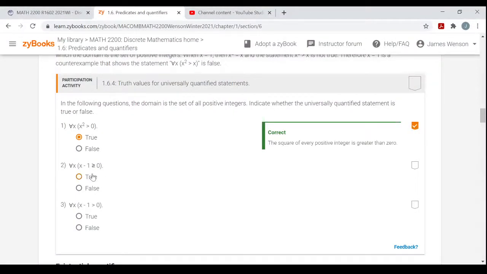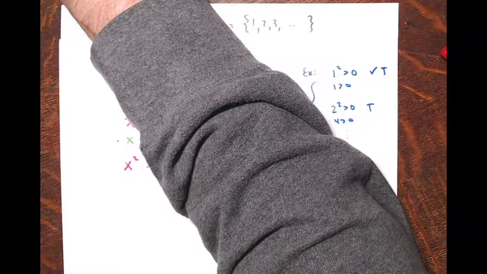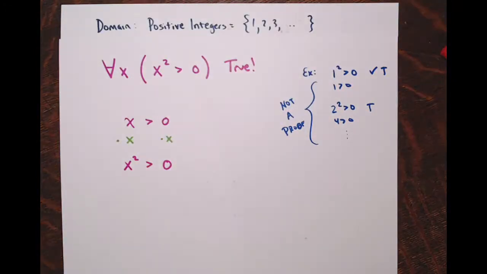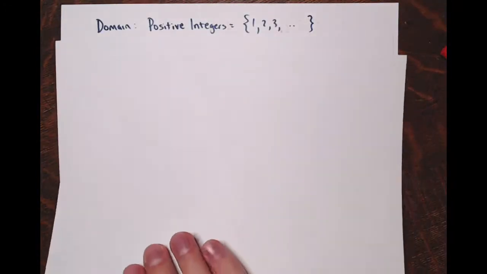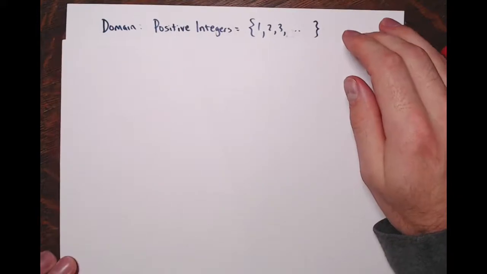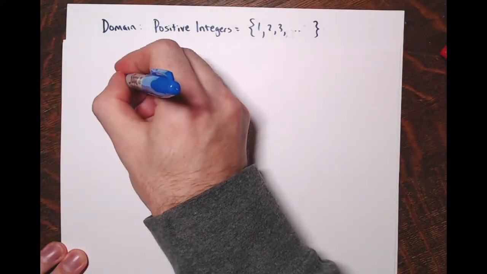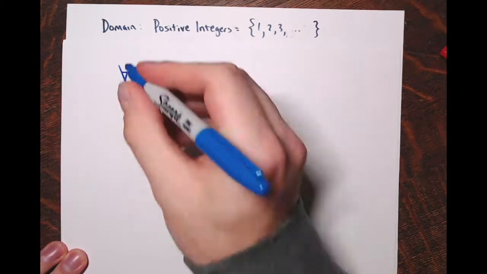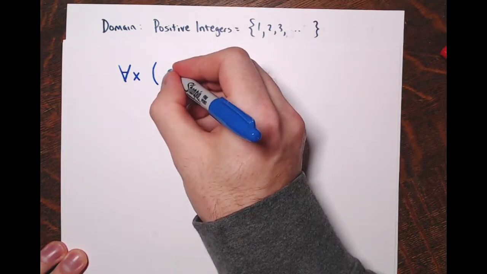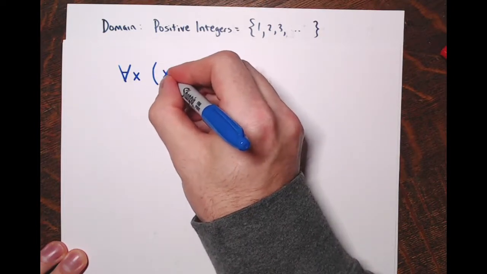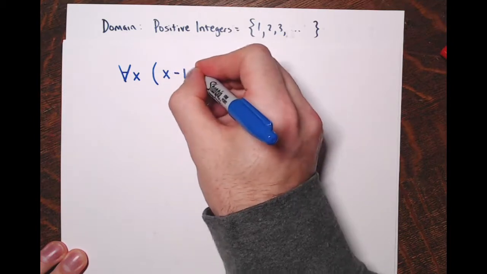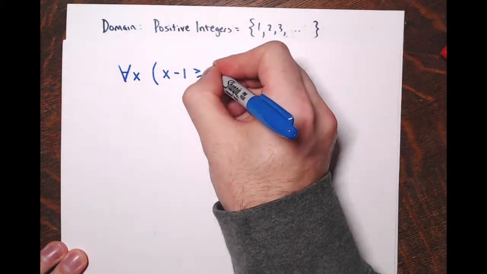All right, now I'll do one more. Again, the same thing. The domain, what every variable represents, is some positive integer. The next statement in that activity was this. It says for all positive integers, you take any positive integer and subtract 1, the result is going to be greater than or equal to 0.